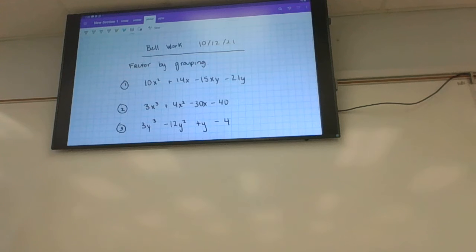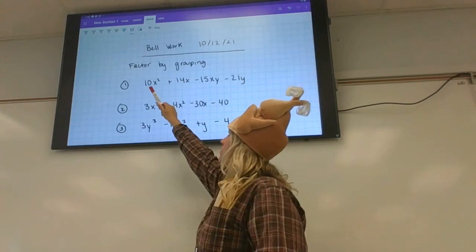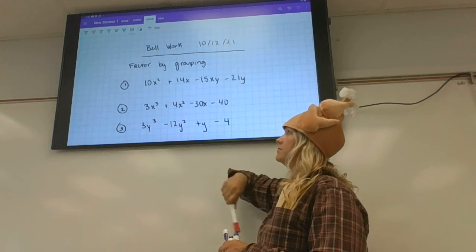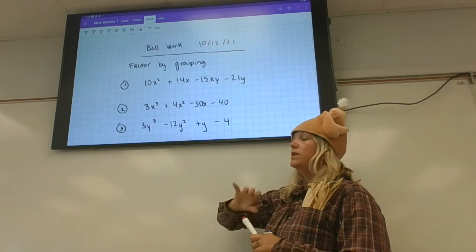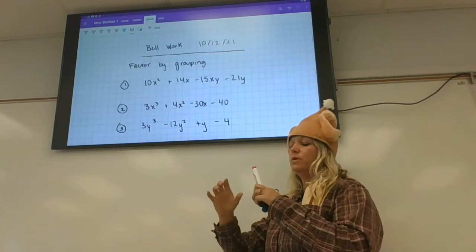All right, so for everybody who was not here yesterday, factoring by grouping. These problems are very specific. There are 1, 2, 3, 4 terms in them. When you have a 4-term problem, you have this option for factoring: you can try to put them in groups of 2.